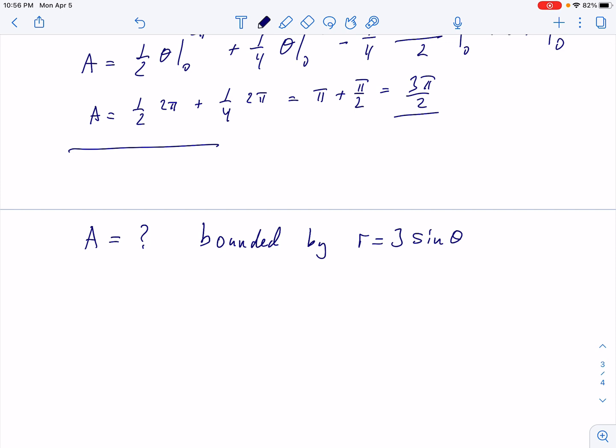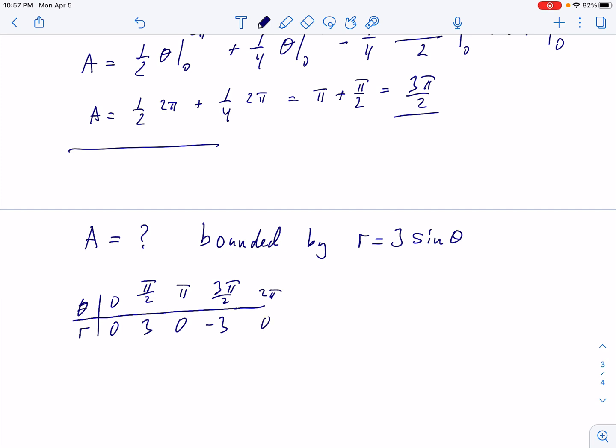Again, I'm writing a short table, assigning values to theta and the radius, starting from 0. 0 angle, 0 radius, then pi over 2, radius becomes 3. So it goes from 0 to 3. Then pi, again 0, 3 pi over 2, negative 3, 2 pi 0.